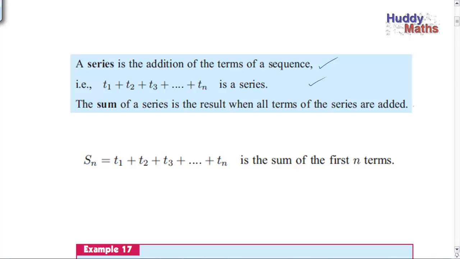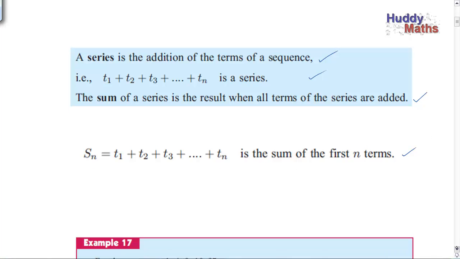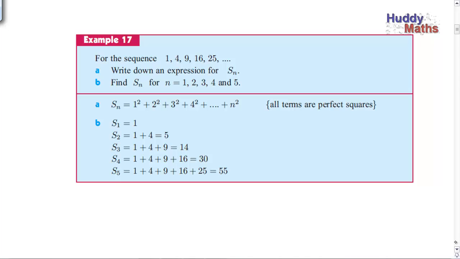The result when all terms of the series are added is called the sum. So when you have things added up, you'll find the sum of them. So we would write it perhaps like this. Okay. Let's have a look at some elementary exercises in understanding the idea of a series. So here's a sequence. Write down an expression for Sn. So this is the sum of, as usual, n terms. So here it would be 1 squared plus 2 squared plus 3 squared plus 4 squared up to n squared.